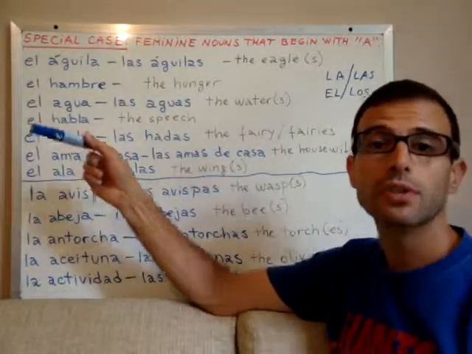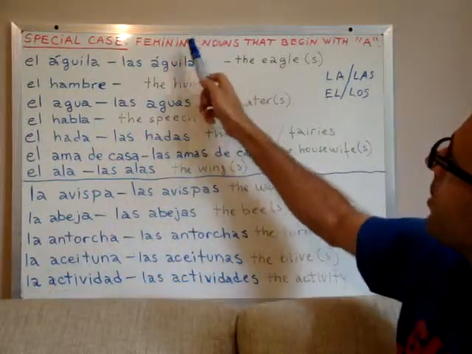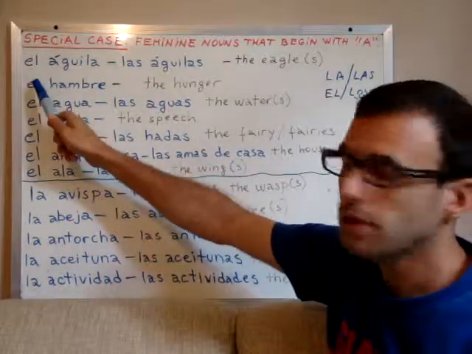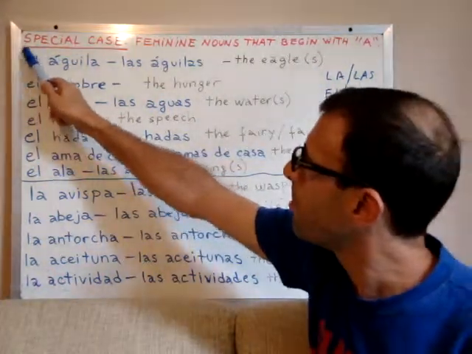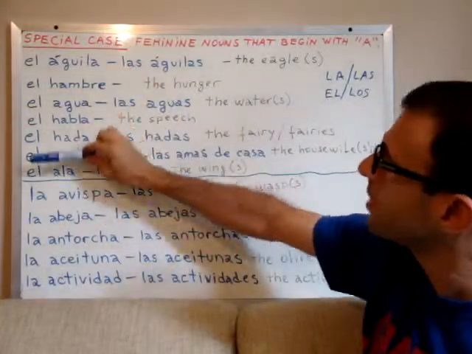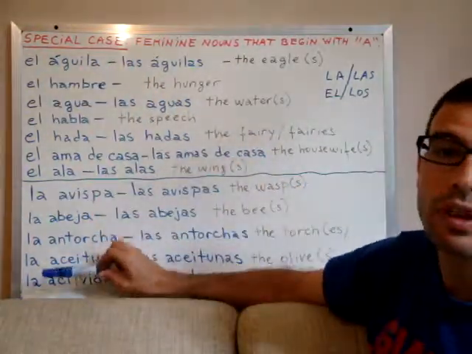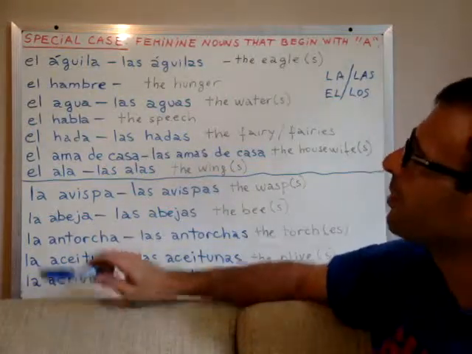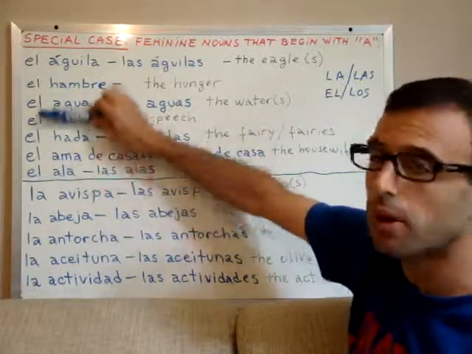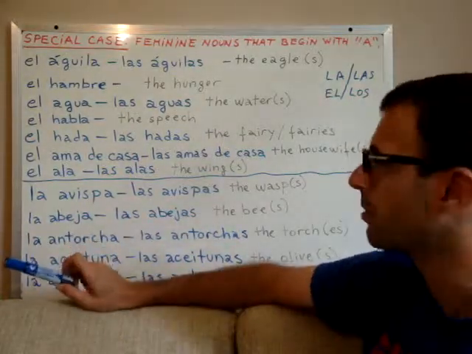However, as I mentioned in one of our previous lessons, the feminine nouns that begin with an A usually change to the masculine singular article. So we will see some examples here of the ones that change to the masculine and some others that do not change, okay? I would say that the ones that change, the upper part of the whiteboard, are the majority of the cases.